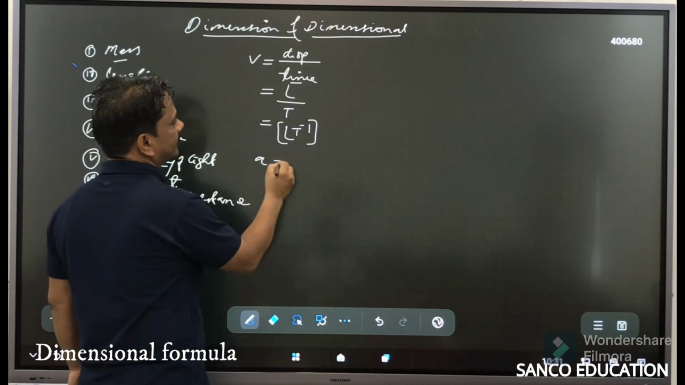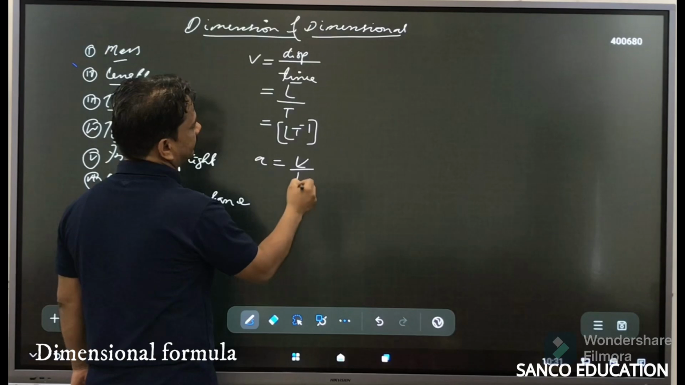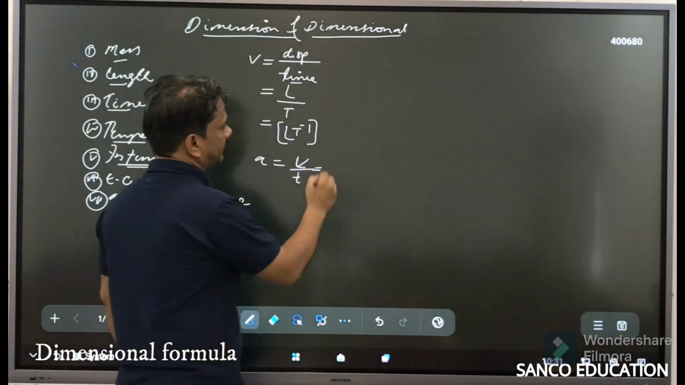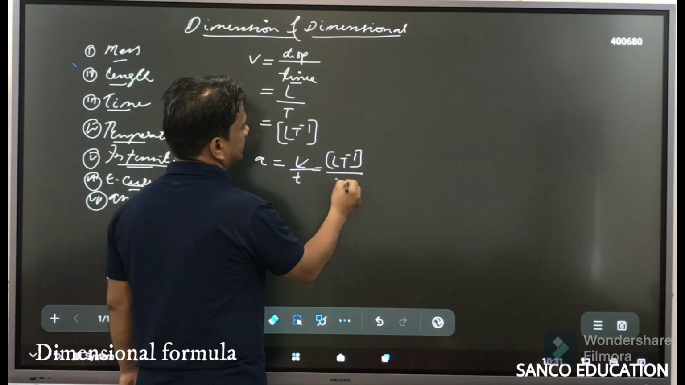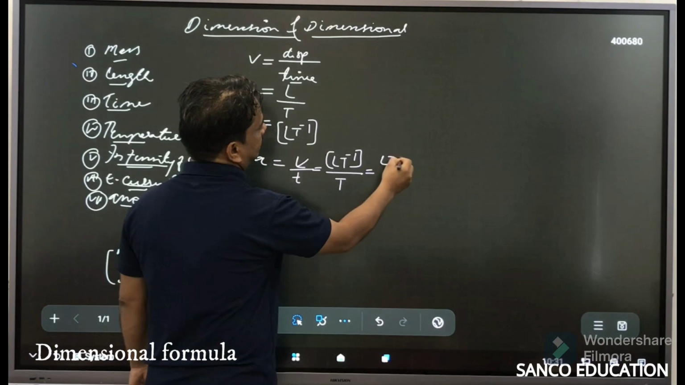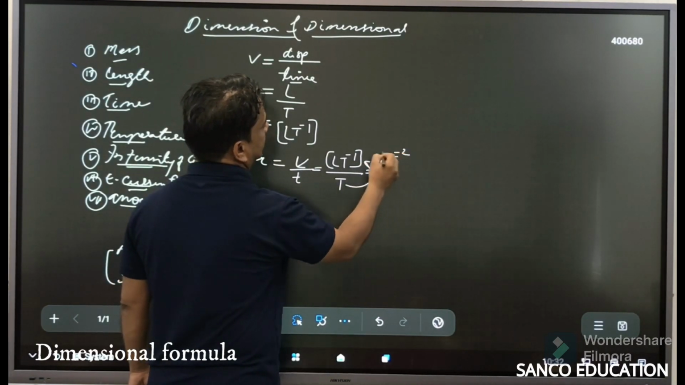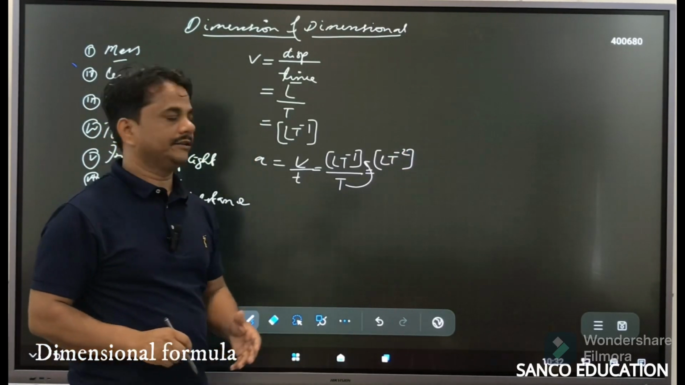Similarly, acceleration can also be written here. Acceleration is velocity upon time. You all know the velocity dimension is LT minus 1, and its denominator has the dimension T also. So it will be LT minus 1, and this T will go to the denominator, giving LT minus 2. This is the dimensional formula of acceleration.